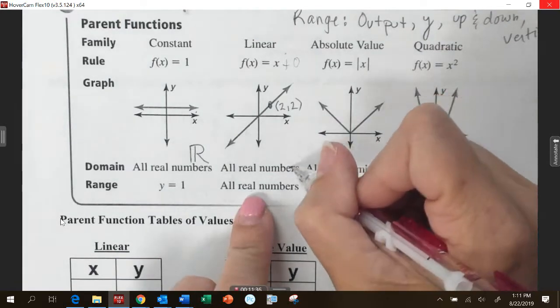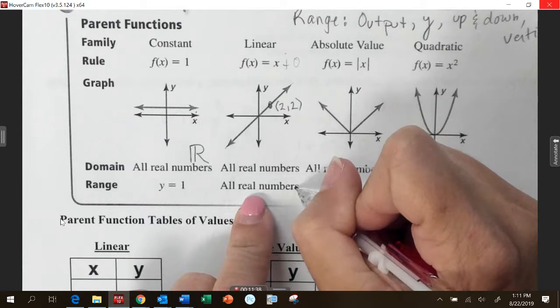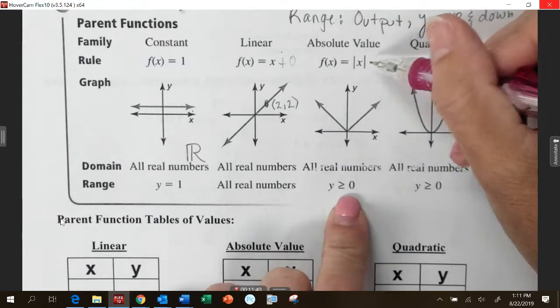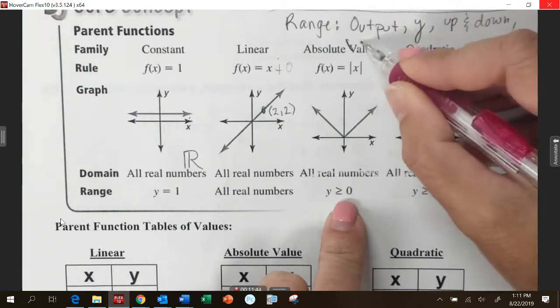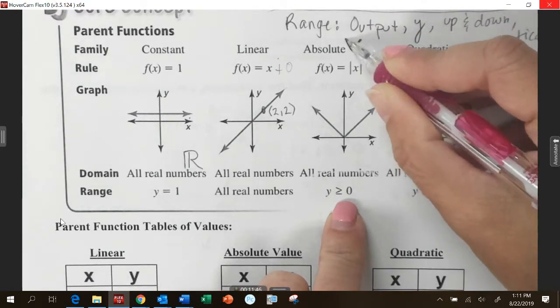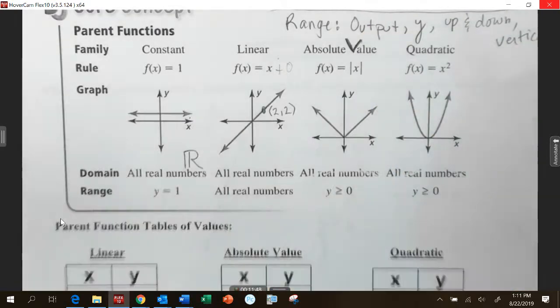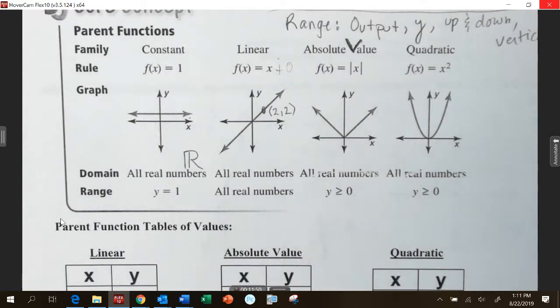And then the domain is all real numbers, the range is all real numbers. We'll talk more about that as well. Absolute value. Absolute value is a V shape. How can we remember that? It looks like a V shape.